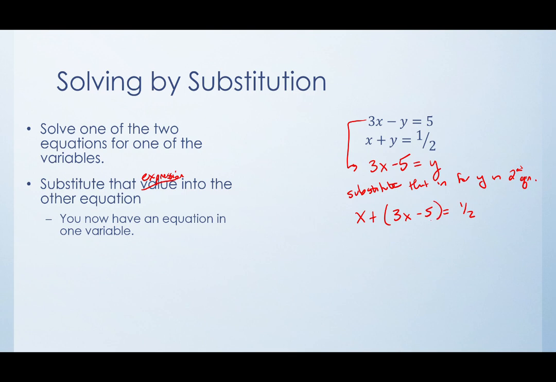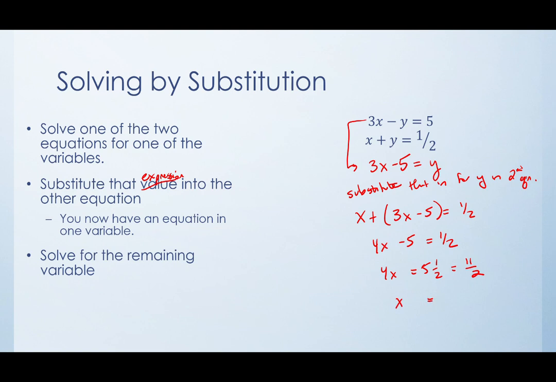All right, and then we're going to simplify. We now have just x's, so we're going to solve for the remaining variable. We're going to solve for x. So we've got x plus 3x, that's 4x, minus 5 equals a half. So 4x equals 5 and a half. I'm going to go ahead and say that that's 11 halves, and x is equal then to 11 over, we're going to divide both sides by 4, so 11 eighths.